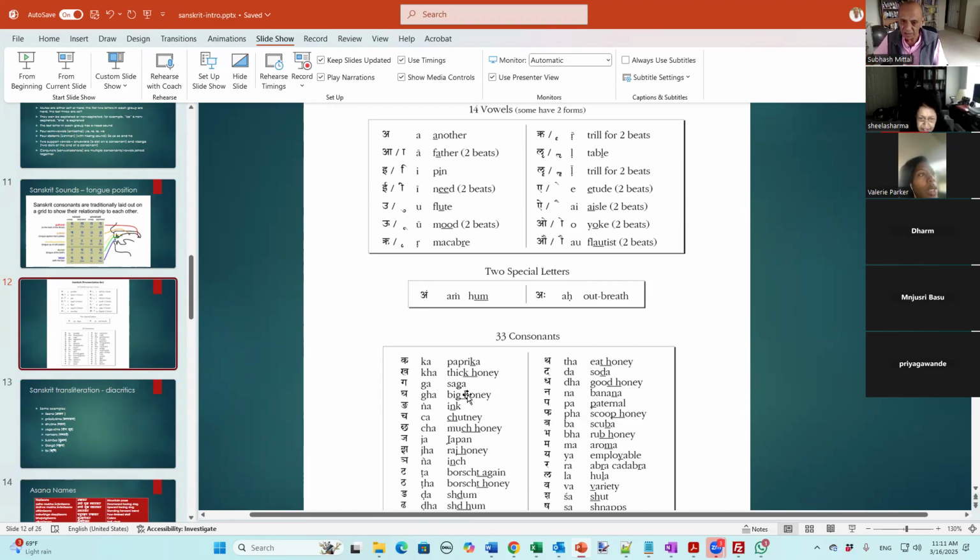Same thing. Big honey, big honey. So that's the ga sound. Ga is saga, that's fairly easy to pronounce, saga, or gun. Ga is gun. Ka is paprika or kite or something like that. But this ka is a difficult sound. That's where you have to really make an effort to understand this.